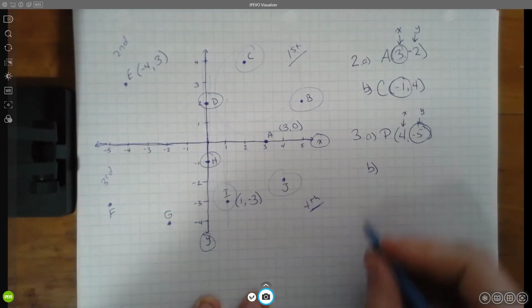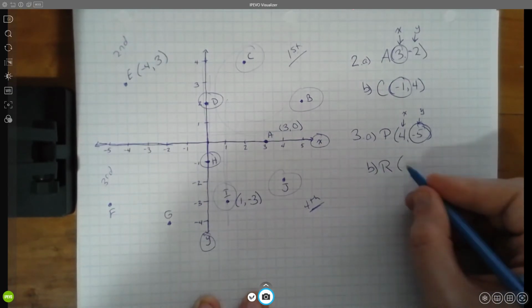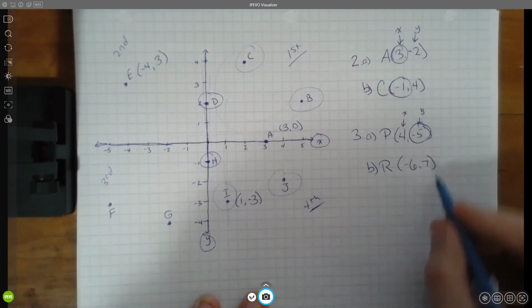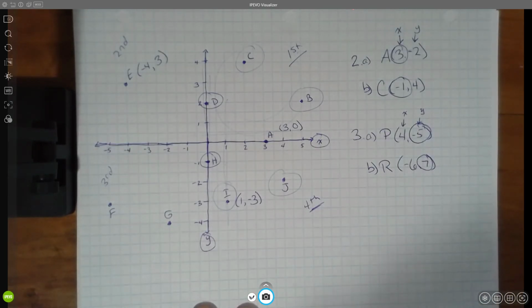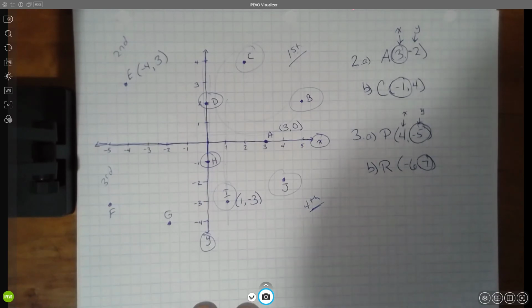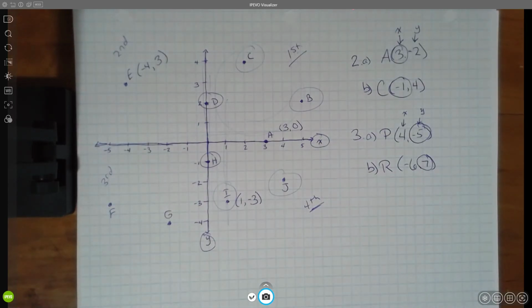And then the final question in B, we have point R at -6 and 7. The y coordinate for that one is the second value there, the 7, for that particular point. Hopefully if you were stuck on any or needed any extra explanations, this helps you going through these particular questions for math.